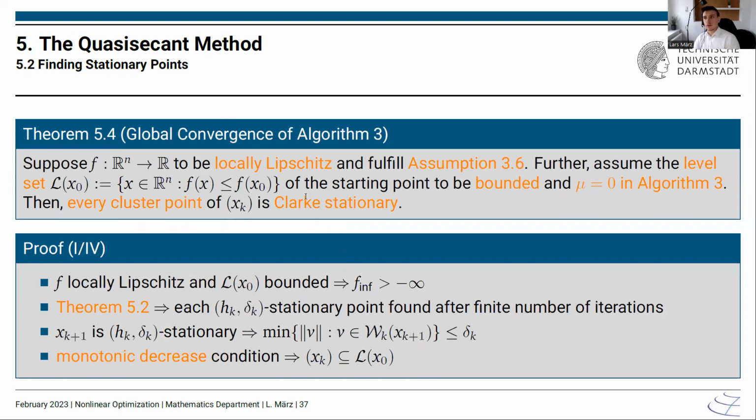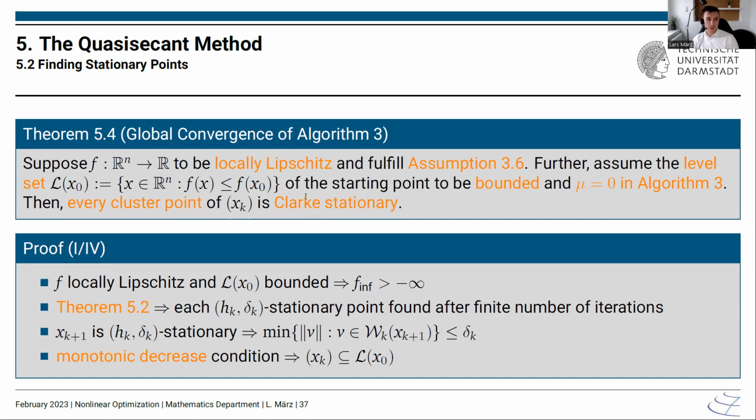How does this give us some kind of convergence? Suppose f to be locally Lipschitz and fulfill assumption 3.6, which was this uniform convergence of the residual term. Now further assume that the level set of the initial iterate is bounded and that the tolerance in algorithm 3 is 0. Then every cluster point of the sequence of iterates is Clarke stationary. So if there's some convergent subsequence, then the limit point of that must be Clarke stationary.